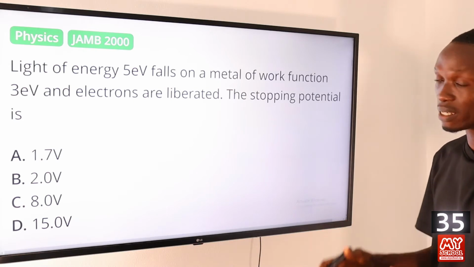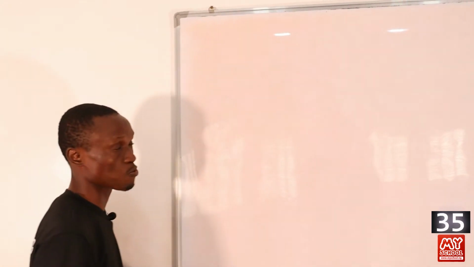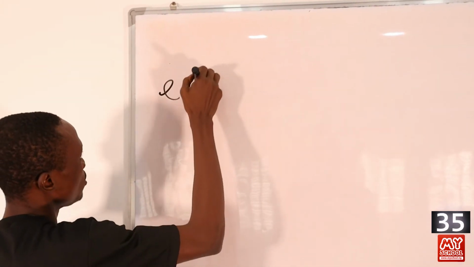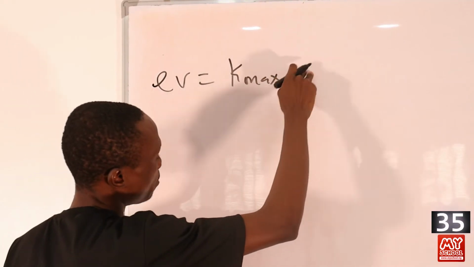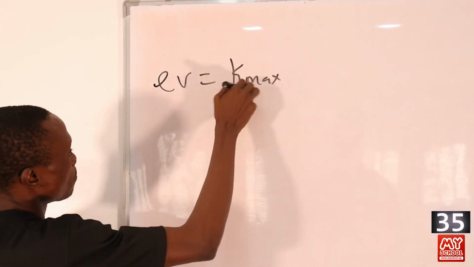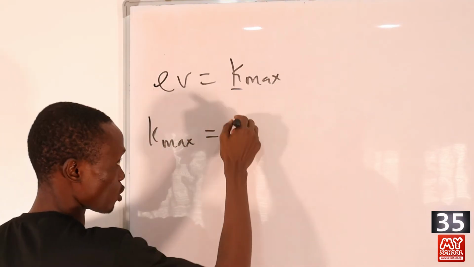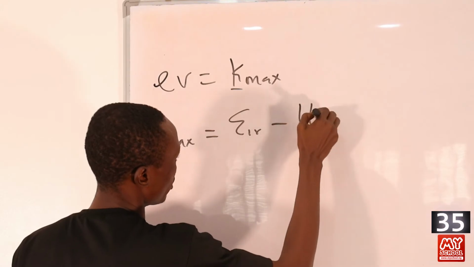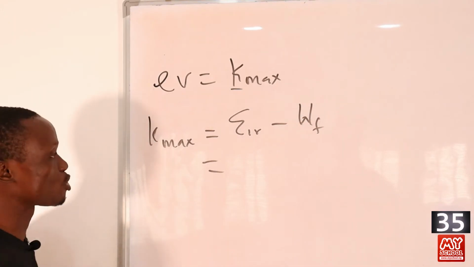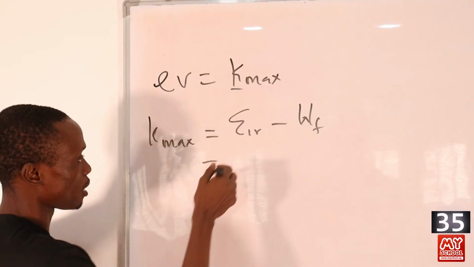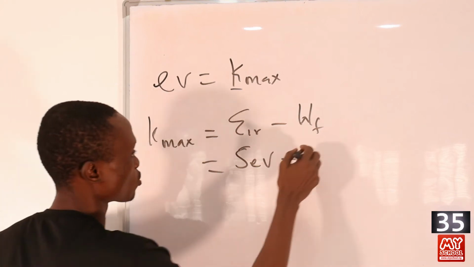The stopping potential is... so let's move to the board to provide the answer to this question. For a photo-emitted electron, eV is equal to the maximum kinetic energy of the emitted electron. The maximum kinetic energy is given as the energy of the incident radiation minus the work function, Φ. In this question, we are given the energy of the emitted electron to be 5 eV and the work function to be 3 eV.